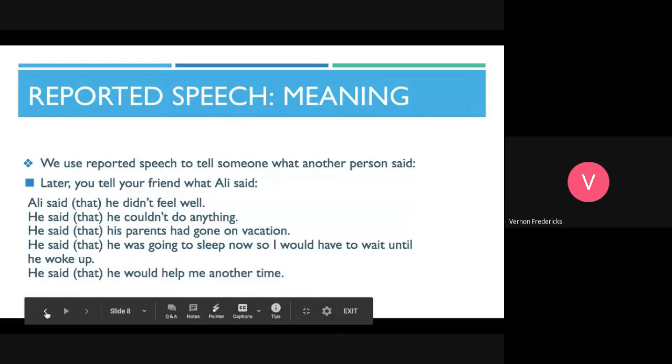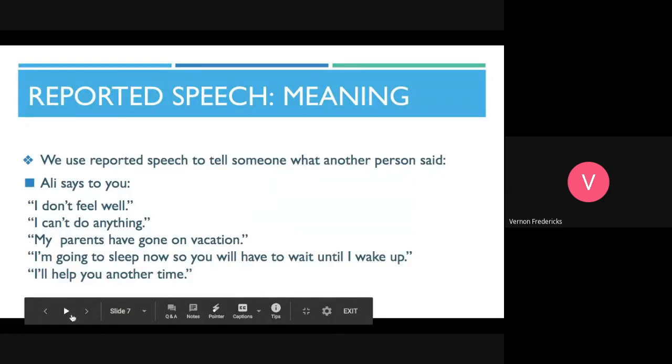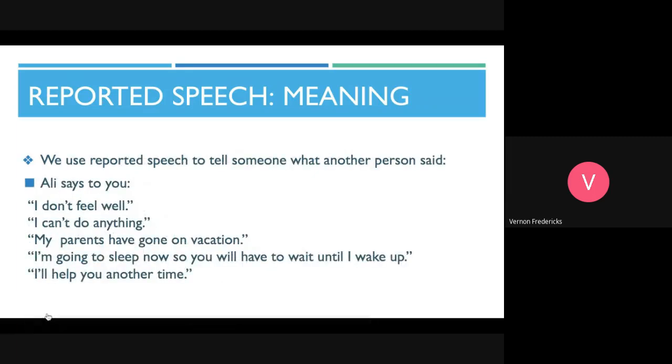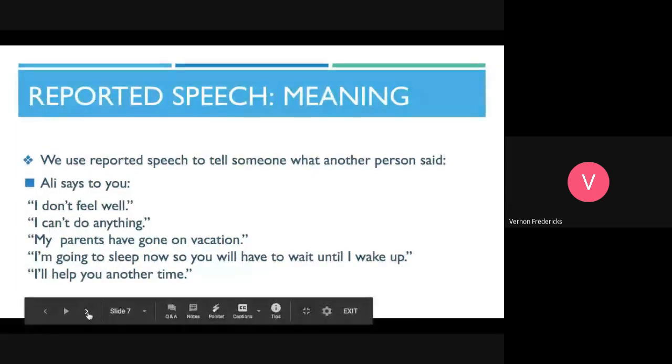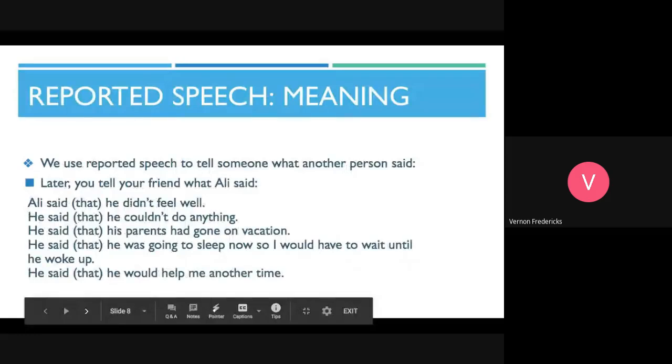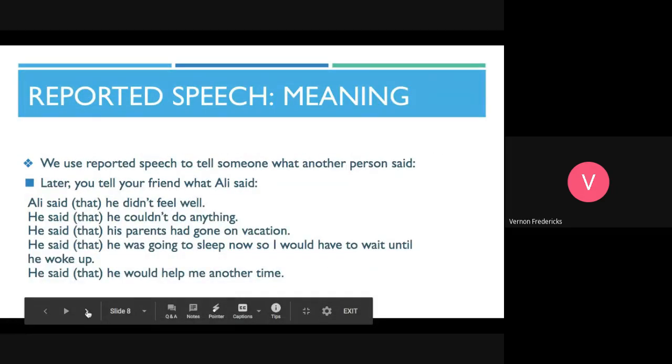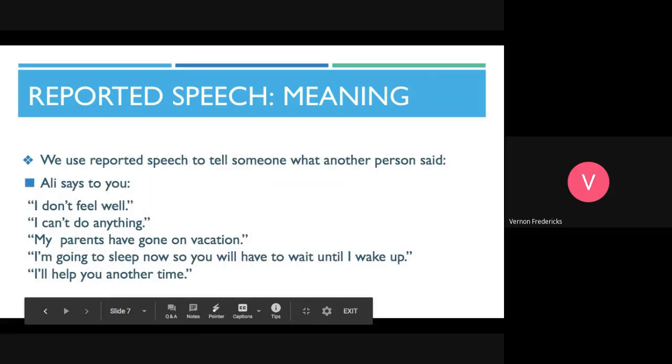So let's just go one back there. I don't feel well. Ali said he didn't feel well. I can't do anything. He said that he couldn't do anything. Can't to couldn't. My parents have gone on vacation. He said his parents had gone on vacation. So we change have to had.